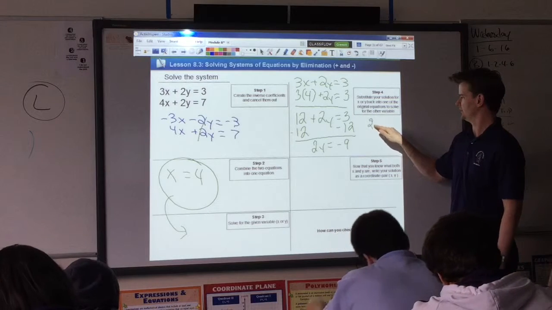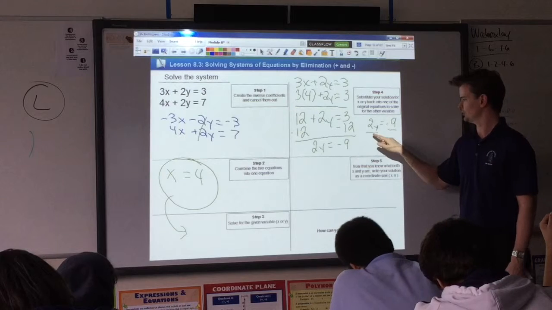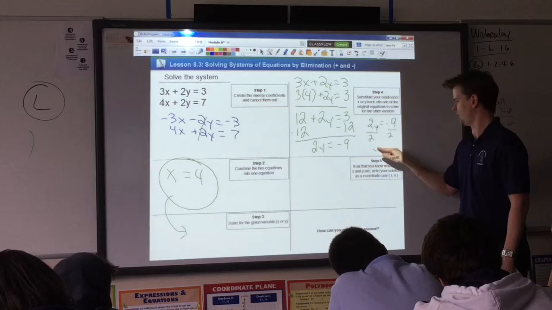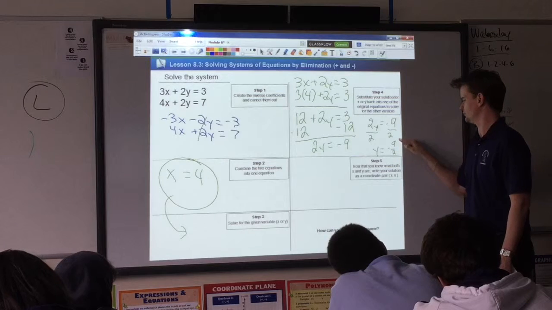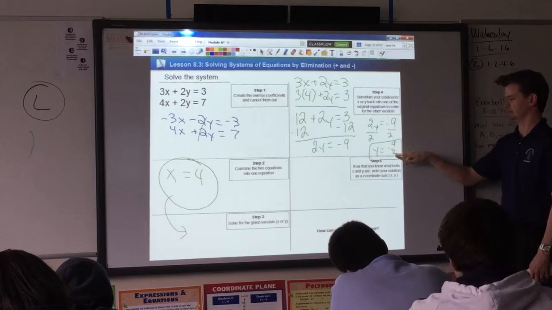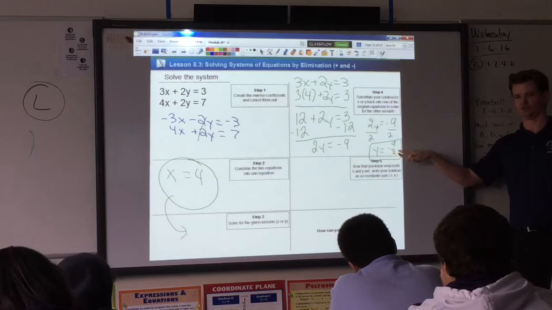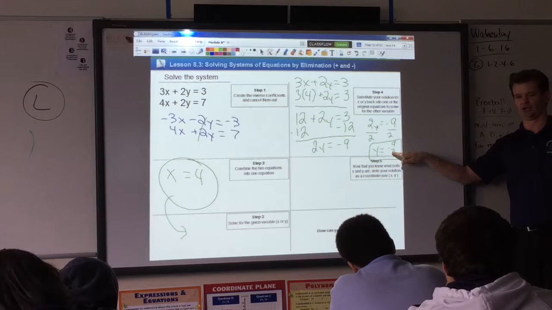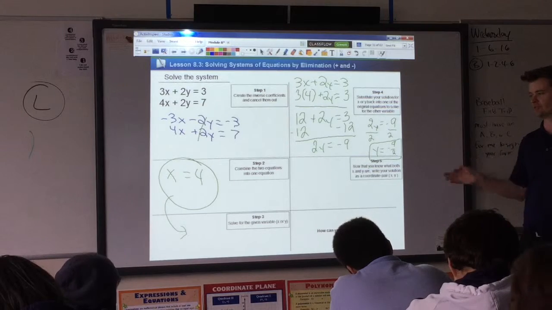I'll write it over here. 2y equals negative 9. I divide both sides by what? 2. And I end up with y equal to a fraction. Y is equal to negative 9 over 2. That's a 2 there, by the way, because you can't see it. Poorly drawn, but that is a 2. It also got hit by a car. All right? Don't write it as a decimal. Leave it as a fraction.